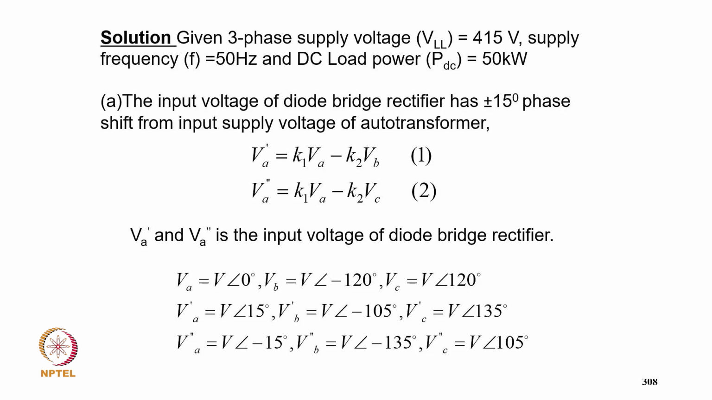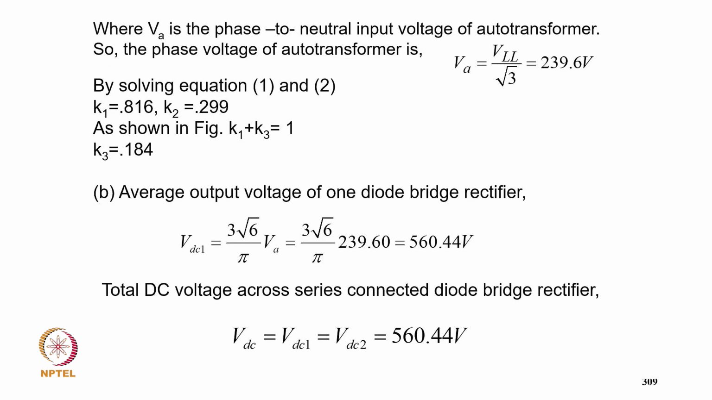Putting the value of input and output voltage, we get K1. Solving this, K1 equals 0.816 and K2 equals 0.299 from the geometry, and putting K1 plus K3 equal to 1, K3 comes to 0.184.